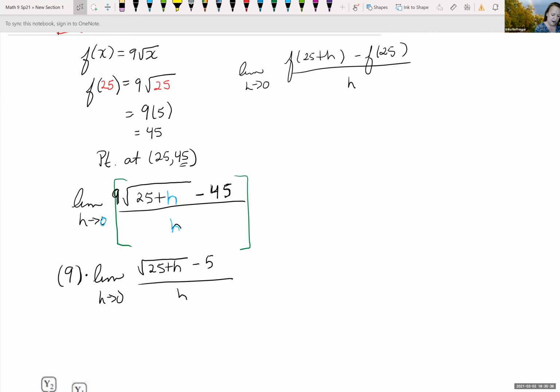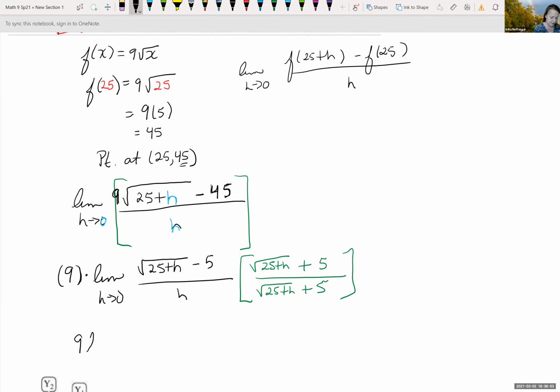So multiplying by that conjugate, it's now the square root of 25 plus h underneath the radical. Change the sign in between the groupings, so this is now going to be a plus 5, all over the same thing. We're multiplying by 1, and we can only multiply by 1, so we couldn't just do it to the numerator. We have to do it both to the numerator and denominator. And that's a difference of squares.